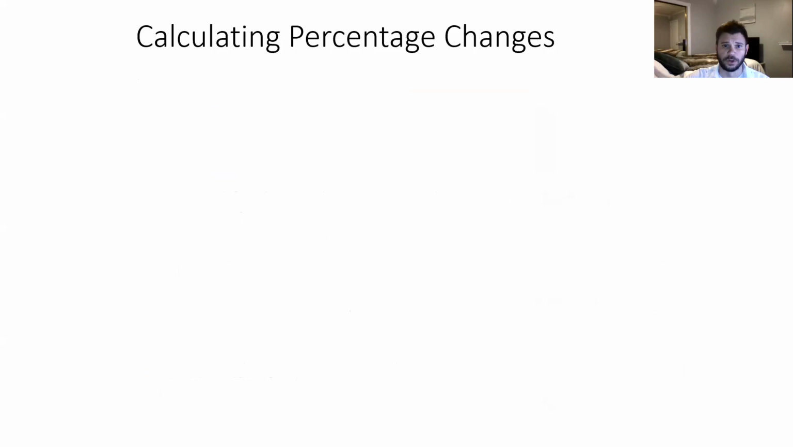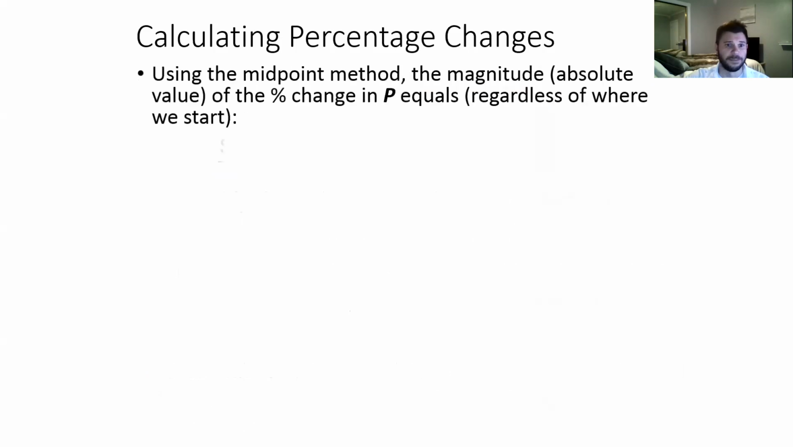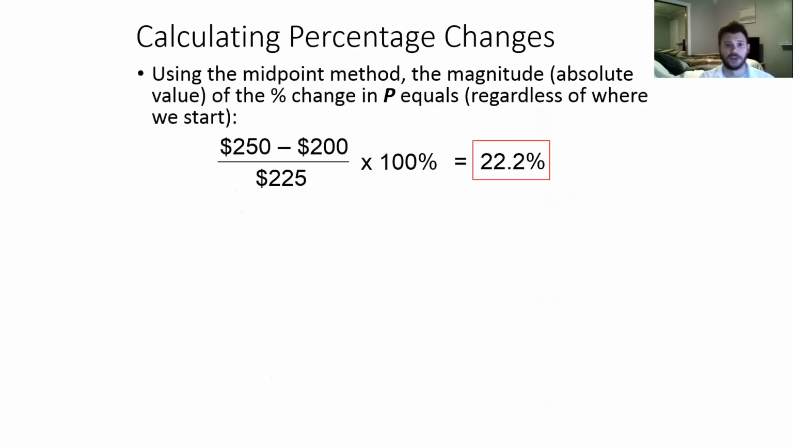Okay, so here's a real quick example. If we use the midpoint method on the same exact problem, now when we move from a price of 250 to a price of 200, doesn't matter where we started and where we ended, the midpoint between 250 and 200 is 225. So now when we calculate the percent change in P, regardless of where we start, I'm going to get a 22.2% change in the price.